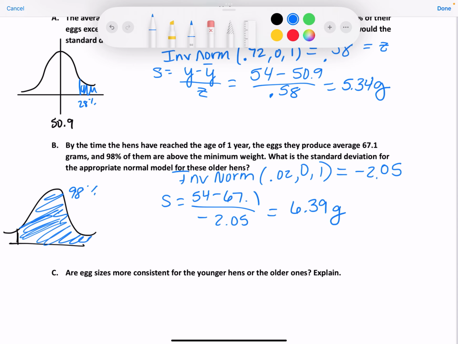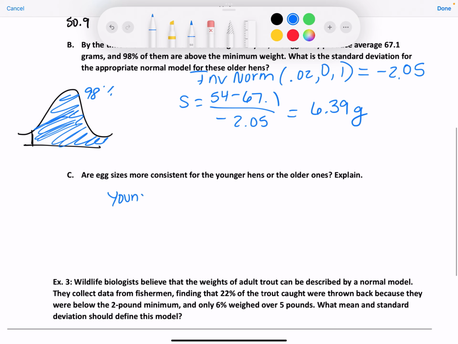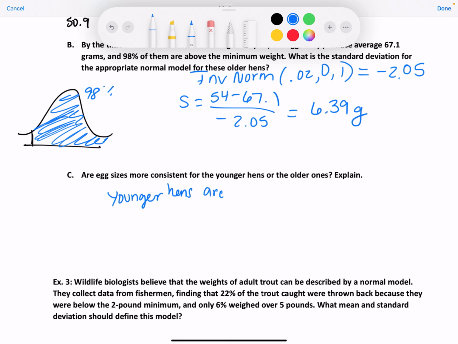Is my standard deviation for that one. So are egg sizes more consistent for the younger hens or the older ones? The younger ones. Why? The standard deviation is smaller. Yep. Younger hens are more consistent, because standard deviation is smaller. We are not going to do the last problem. It ends up being more confusing than anything for people typically, so I'm going to leave it off.